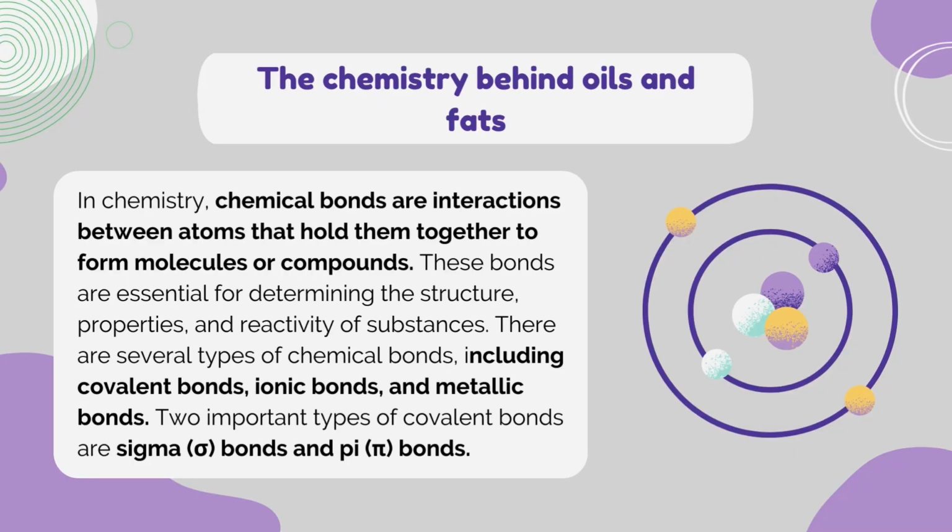Before we start talking about vegetable oils and fats, I am going to explain the chemistry behind oils and fats. In chemistry, chemical bonds are interactions between atoms that hold them together to form molecules or compounds. These bonds are essential for determining the structure, properties, and reactivity of substances. There are several types of chemical bonds, including covalent bonds, ionic bonds, and metallic bonds. Two important types of covalent bonds are sigma bonds and pi bonds.